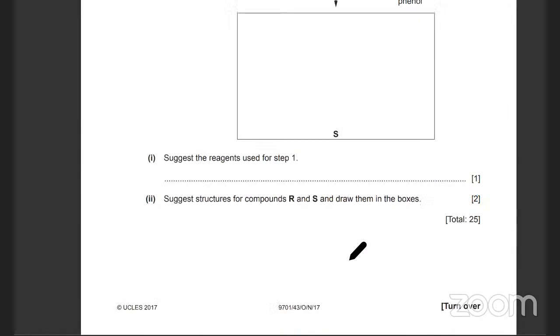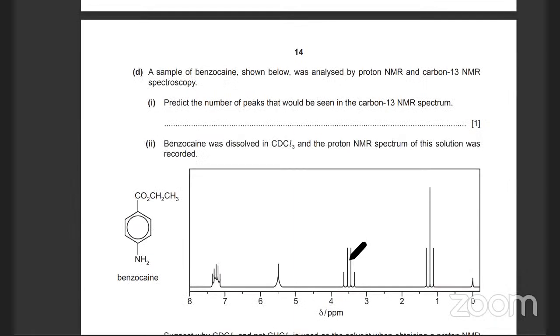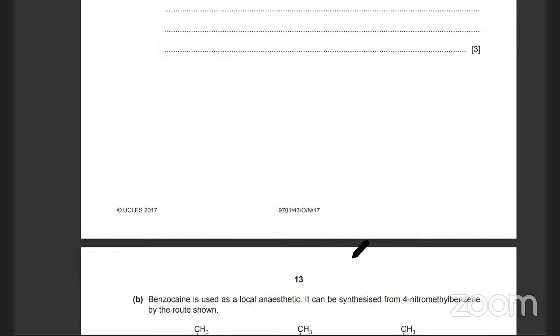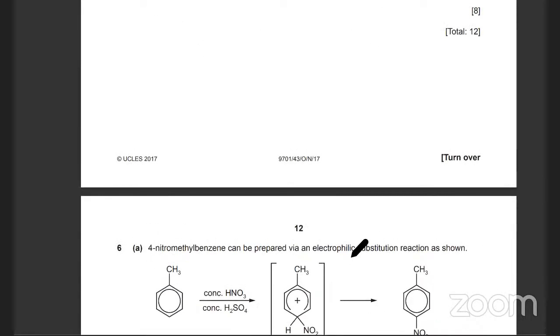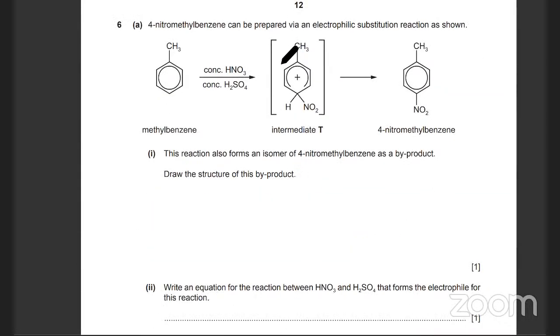We'll move to the previous one, which should be, it's about... So let's do this. This is the mechanism of nitration. So you're saying the reaction also forms an isomer of 4-nitromethylbenzene as a byproduct. Draw the structure of this byproduct. This also reaction forms an isomer of this. So remember, a methyl group is what? It's a 2,4,6 directing group.